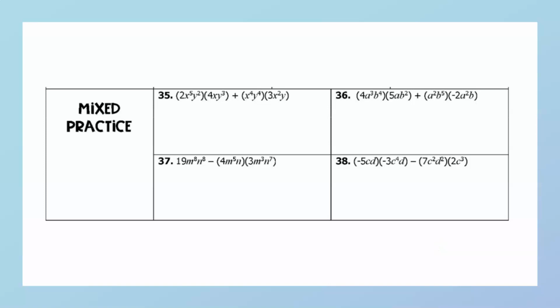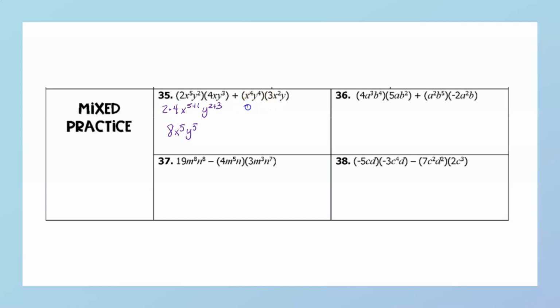Wow, these one step at a time here. So we're going to take the left side first. I have 2 times 4, x to the 5 plus 1 power, y to the 2 plus 3 power. So that gives me 8 x to the 5th, y to the 5th.